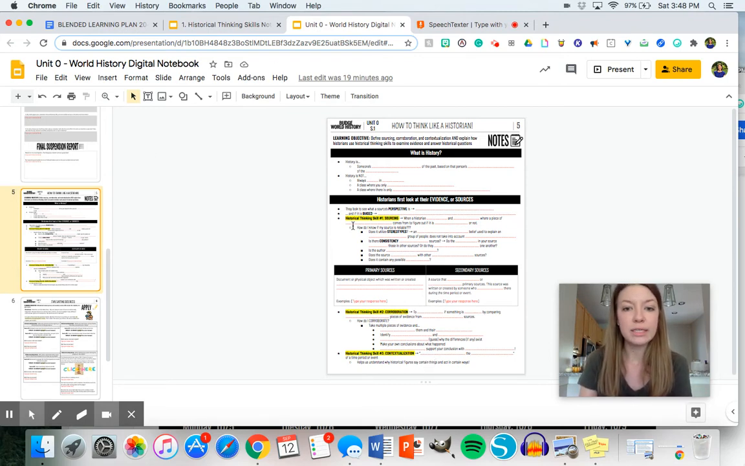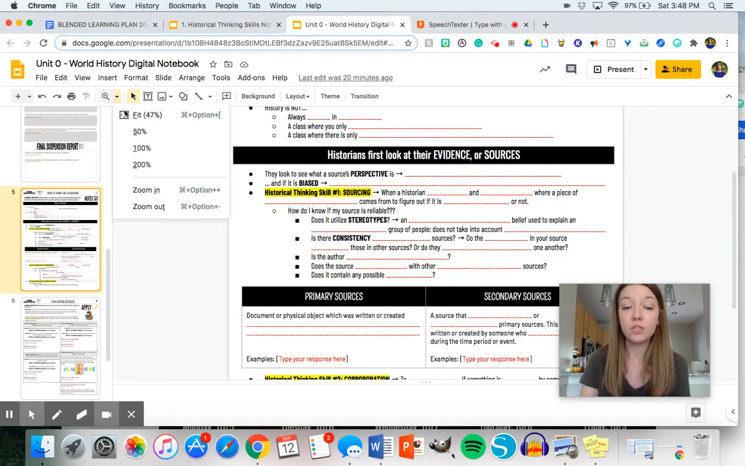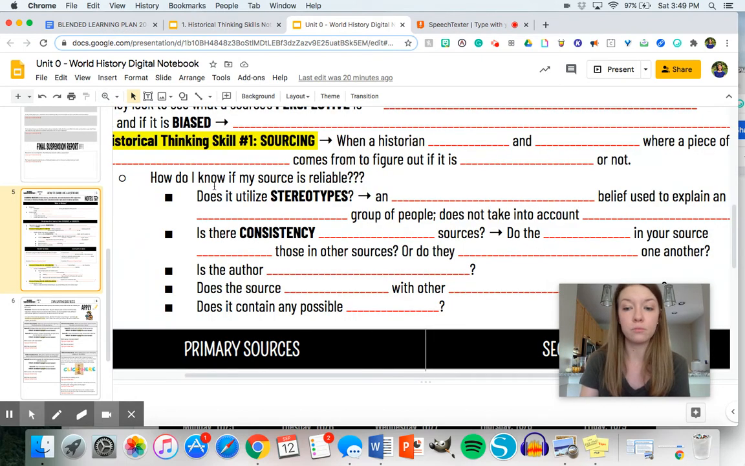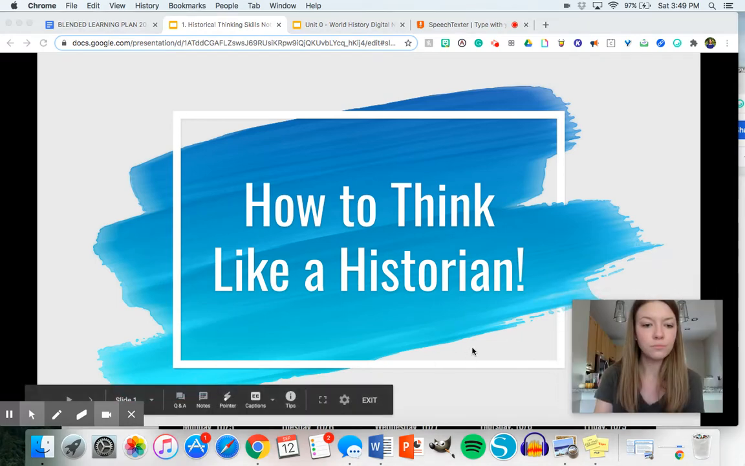I realize this is kind of small, so please remember that you can come up to the zoom function up here, hit that drop down arrow, and hit zoom in. You can even zoom in a couple times if you wanted to. Okay, so let's go ahead and get started.